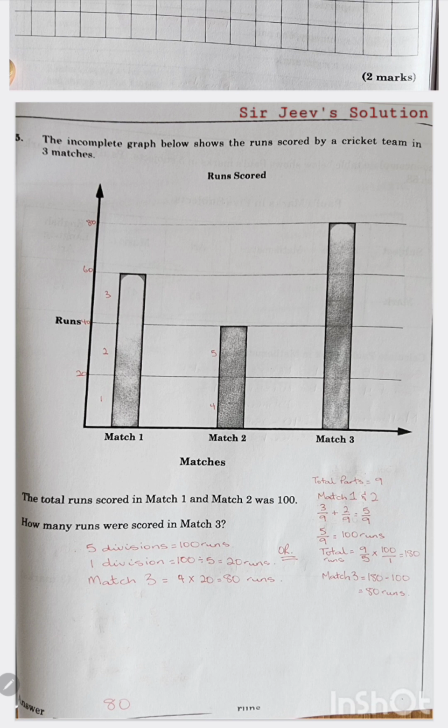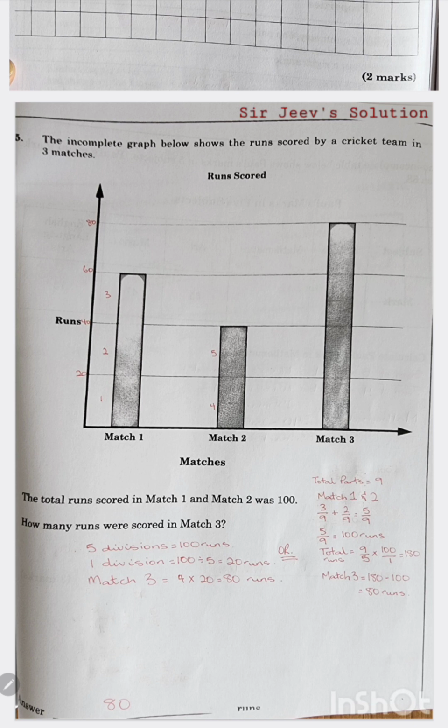So each stroke on the runs scale, which is the y-axis, is increasing by 20. So we start with 20, 40, 60, and 80. For match 3 now, from the diagram, we can see that it is 4 divisions, so 4 multiplied by 20, which is 80 runs.